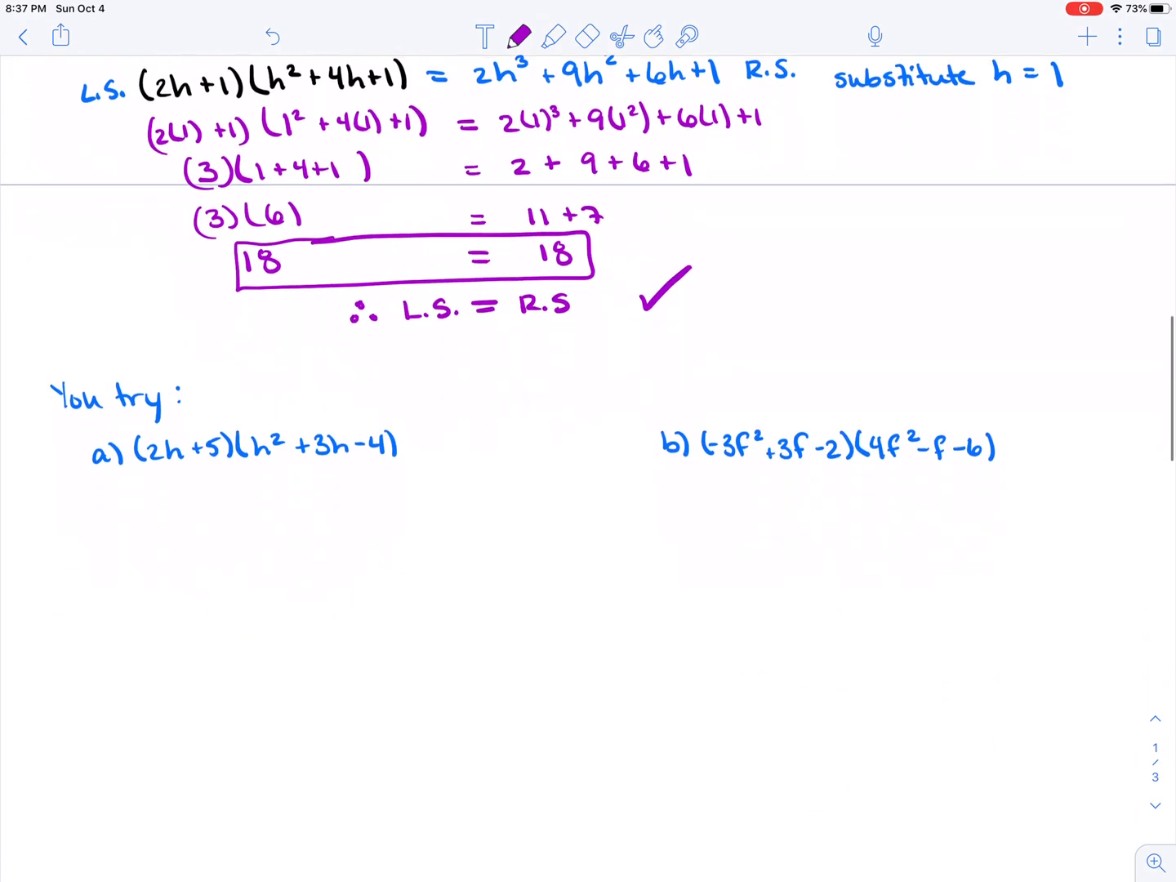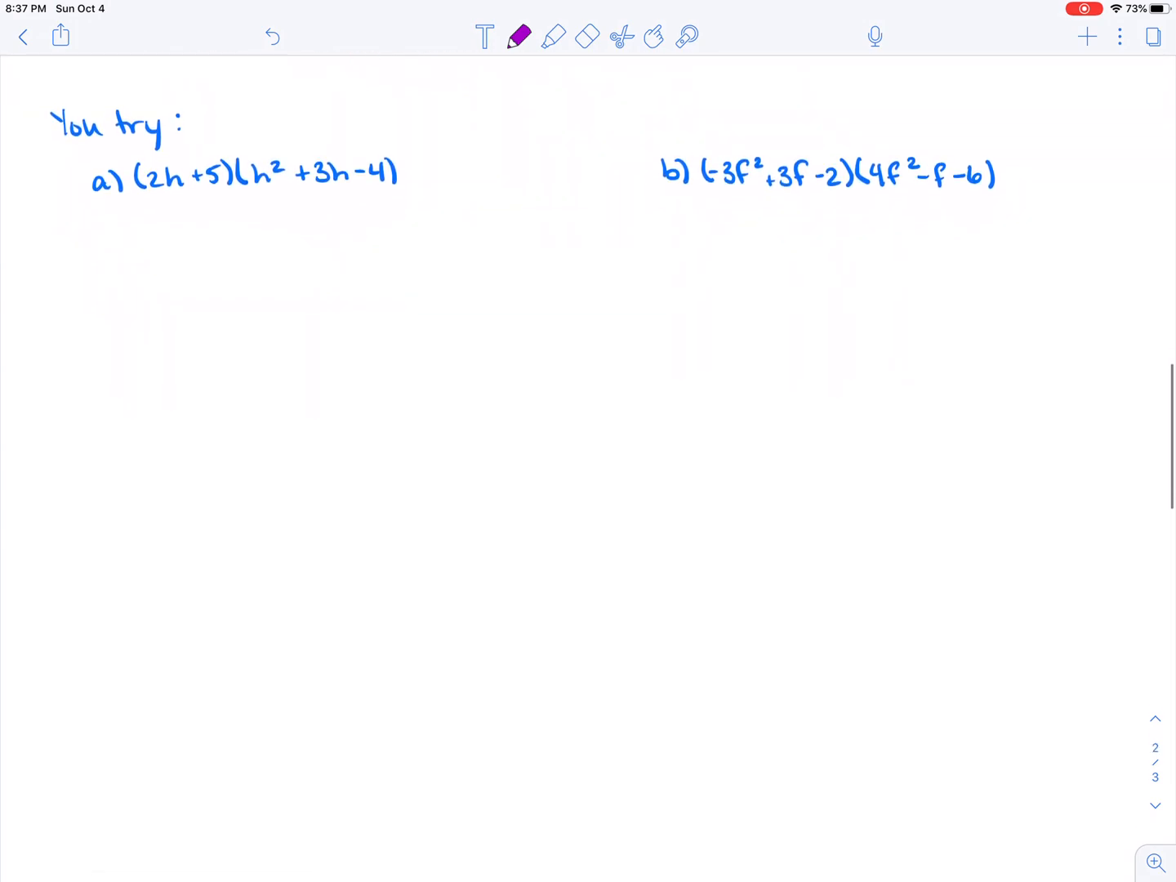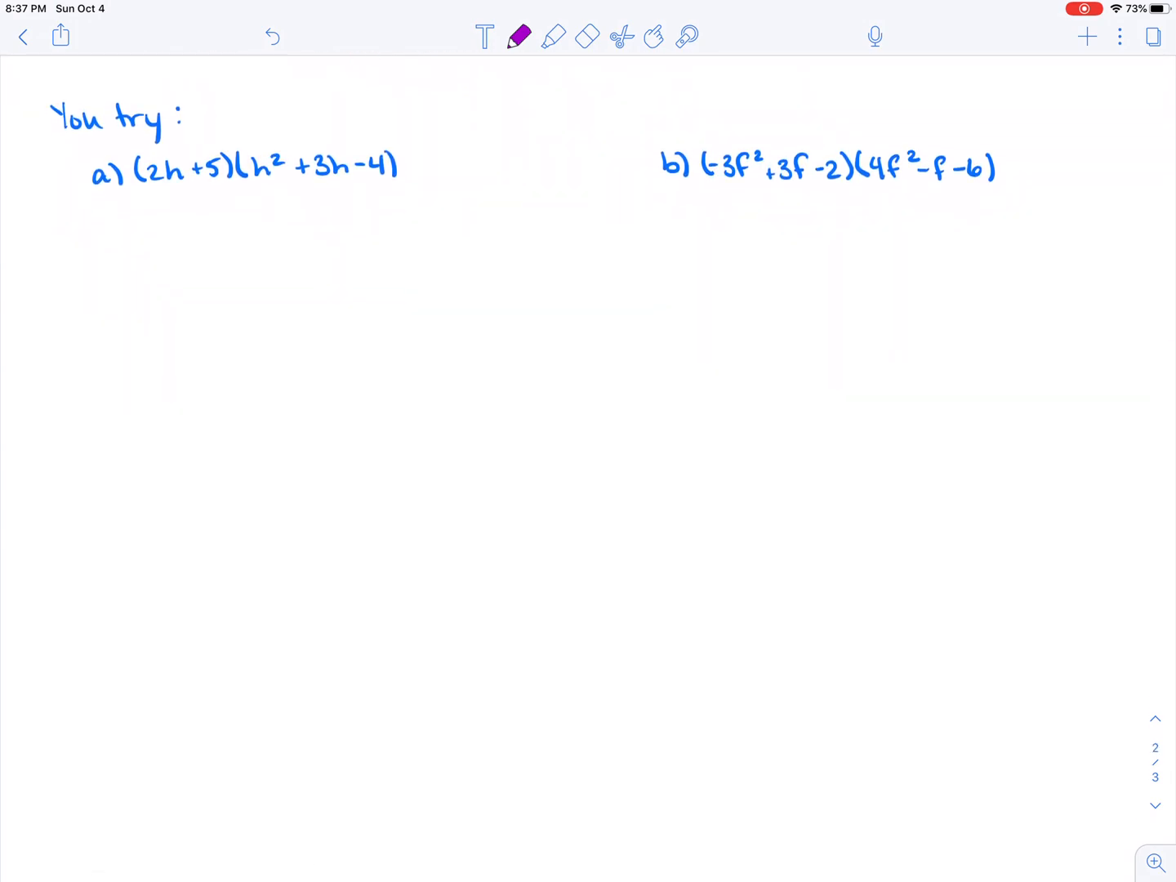How about you try these two examples? Pause the video. Try A, which is 2h plus 5, all multiplied by the trinomial h squared plus 3h minus 4. And then try B, which is a trinomial times a trinomial. So it's going to be a little bit more work, but I have faith that you'll be able to do it. So it's minus 3f squared plus 3f minus 2 times the trinomial 4f squared minus f minus 6. Pause the video and come back for the answers.